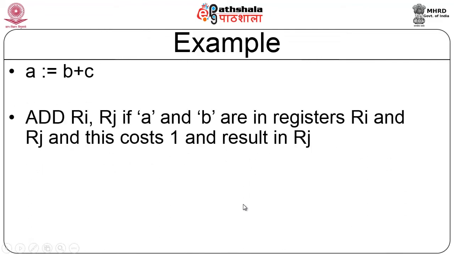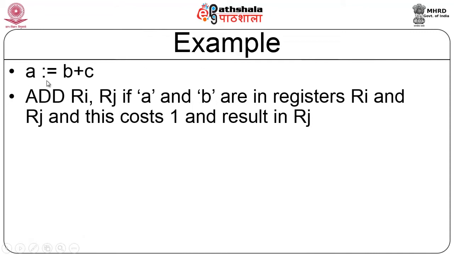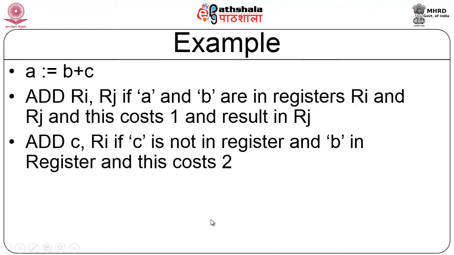So for example, this is going to be your input A is equal to B plus C. Which means that an instruction of this form, add Ri comma Rj, is possible only if B and C are in registers Ri and Rj, and this is going to cost one instruction, and the result is going to be available in the register Rj. That is, we are going to have here source and destination. So source plus destination is computed, and the result is available in the destination register. That is our assumption.